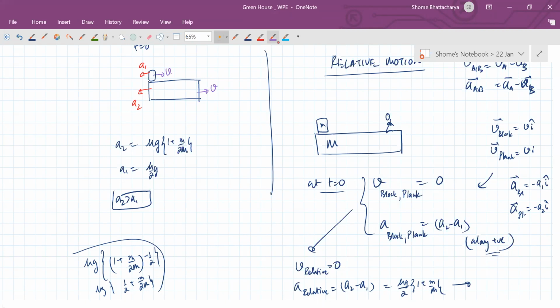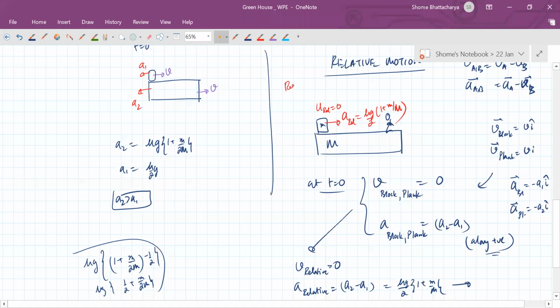So what this guy sees is that relative to him, it is starting with zero velocity, but it's starting with a relative acceleration of this much, with respect to this observer. So this is the relative motion of the block in the plank's frame. This is what this diagram is showing you. This is how it's starting at t equal to 0. So is this clear now, Diti?